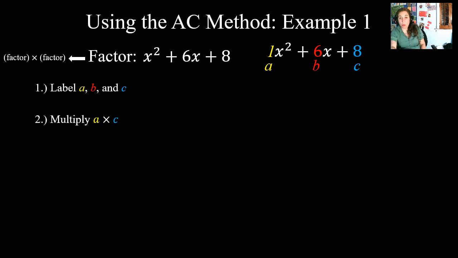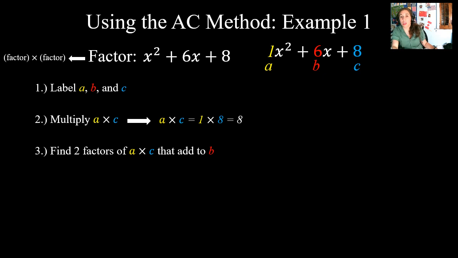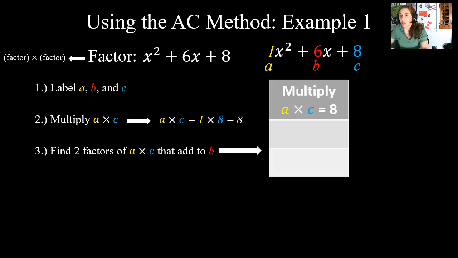Now we need to multiply A times C, so let's do that, okay? Our A was 1, our C was 8, so 1 times 8 equals 8, okay? That's the first step. You multiply A times C. We need to find two factors of A times C that add to B. So let's take a look at that.